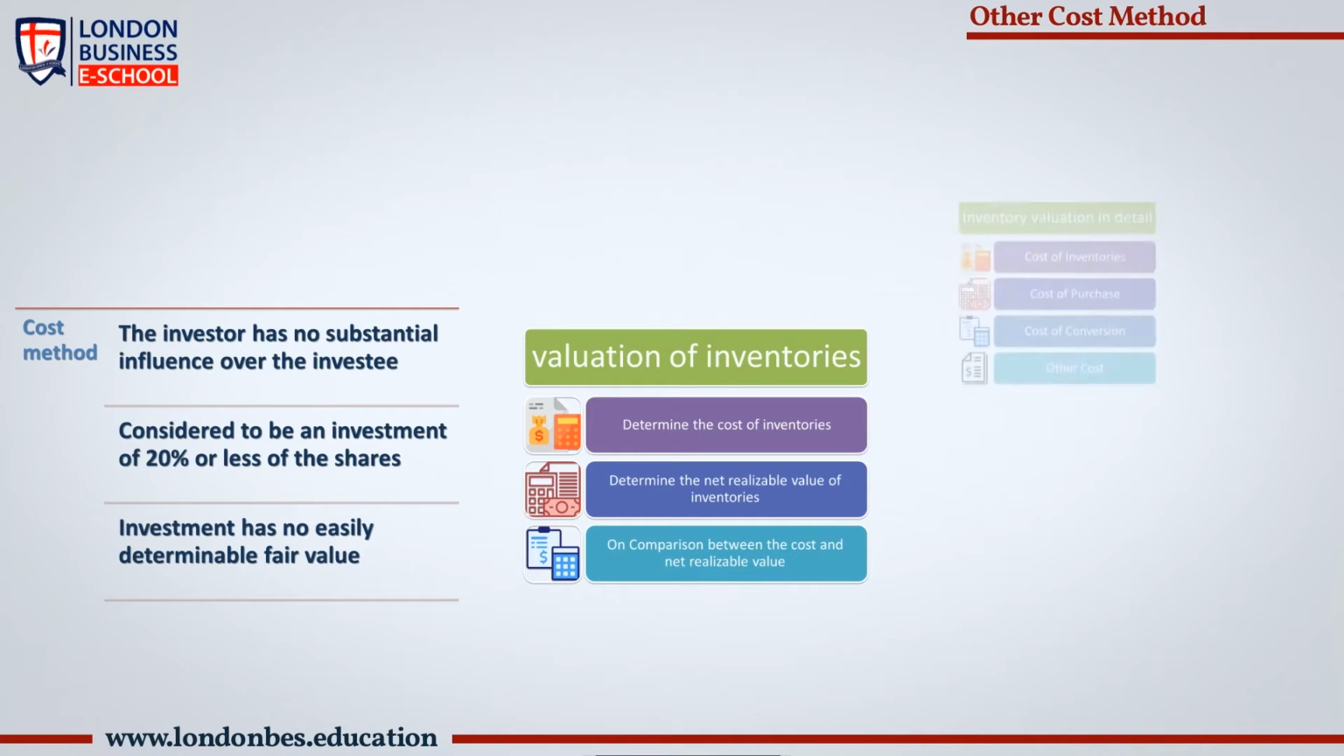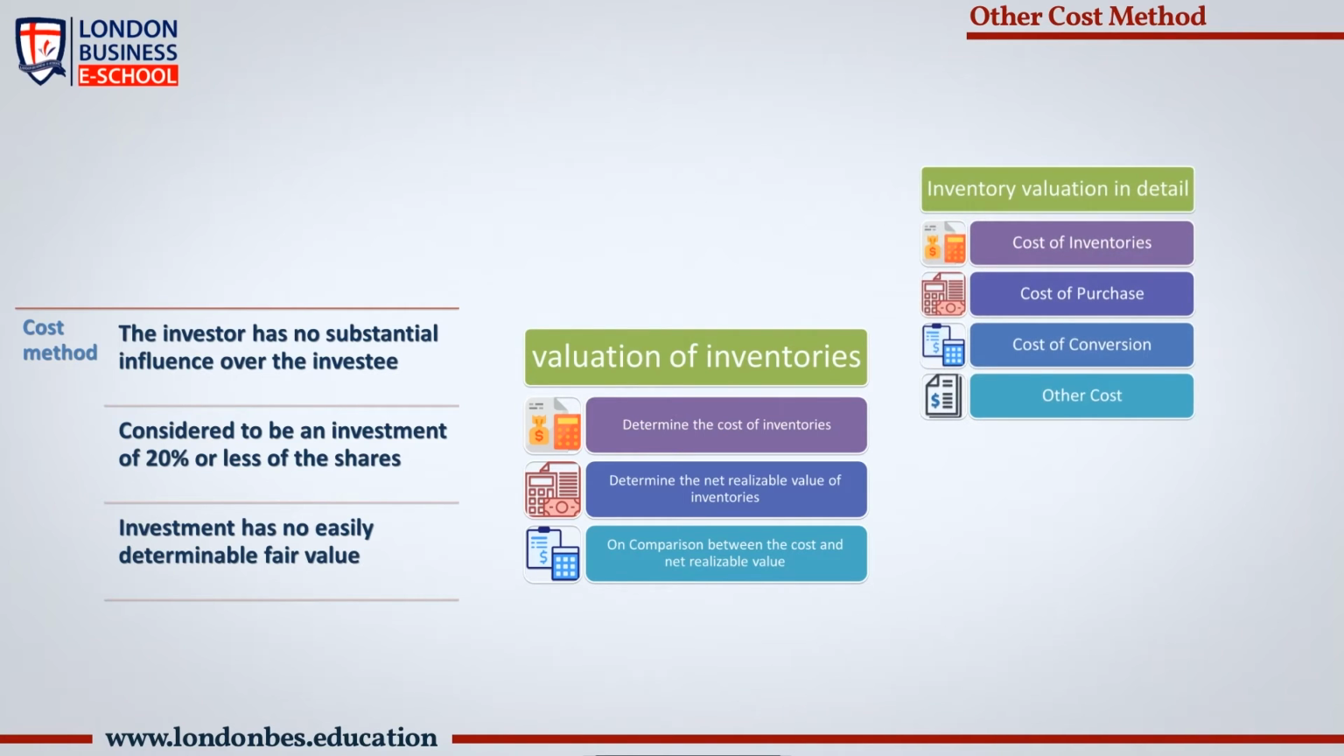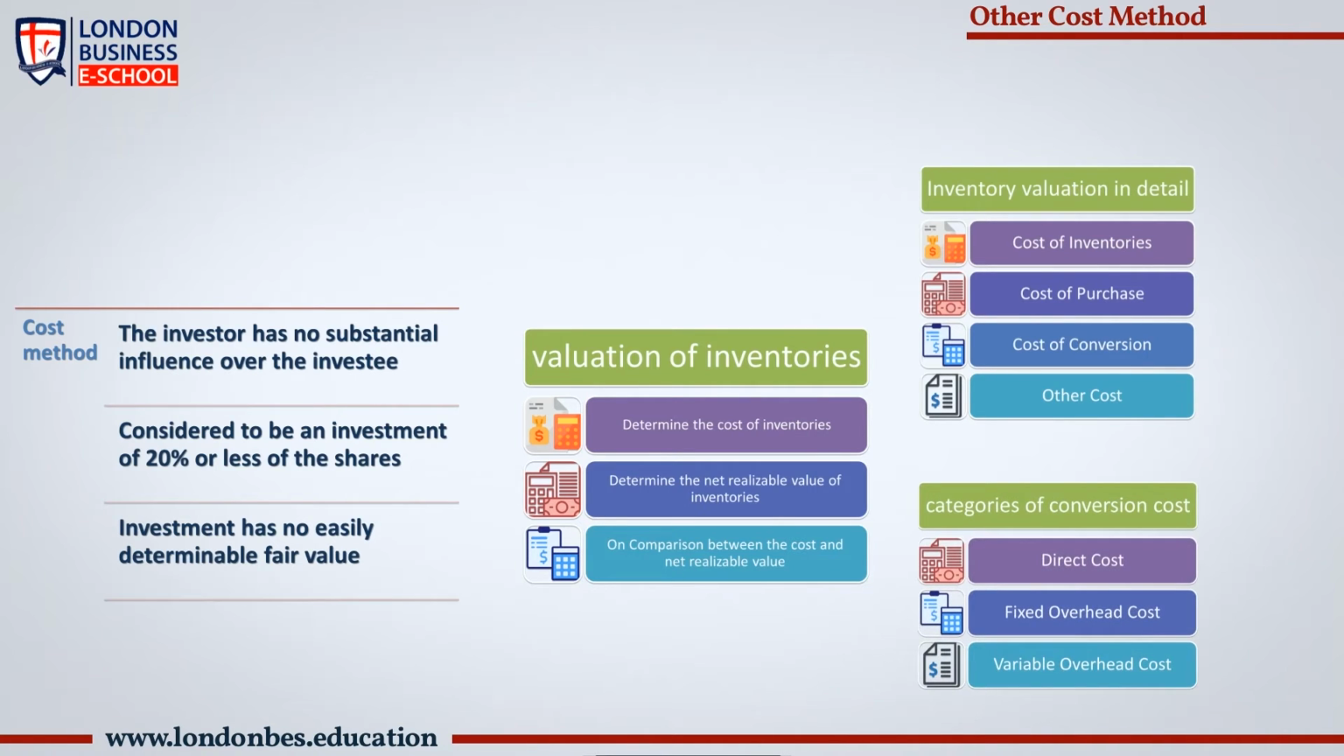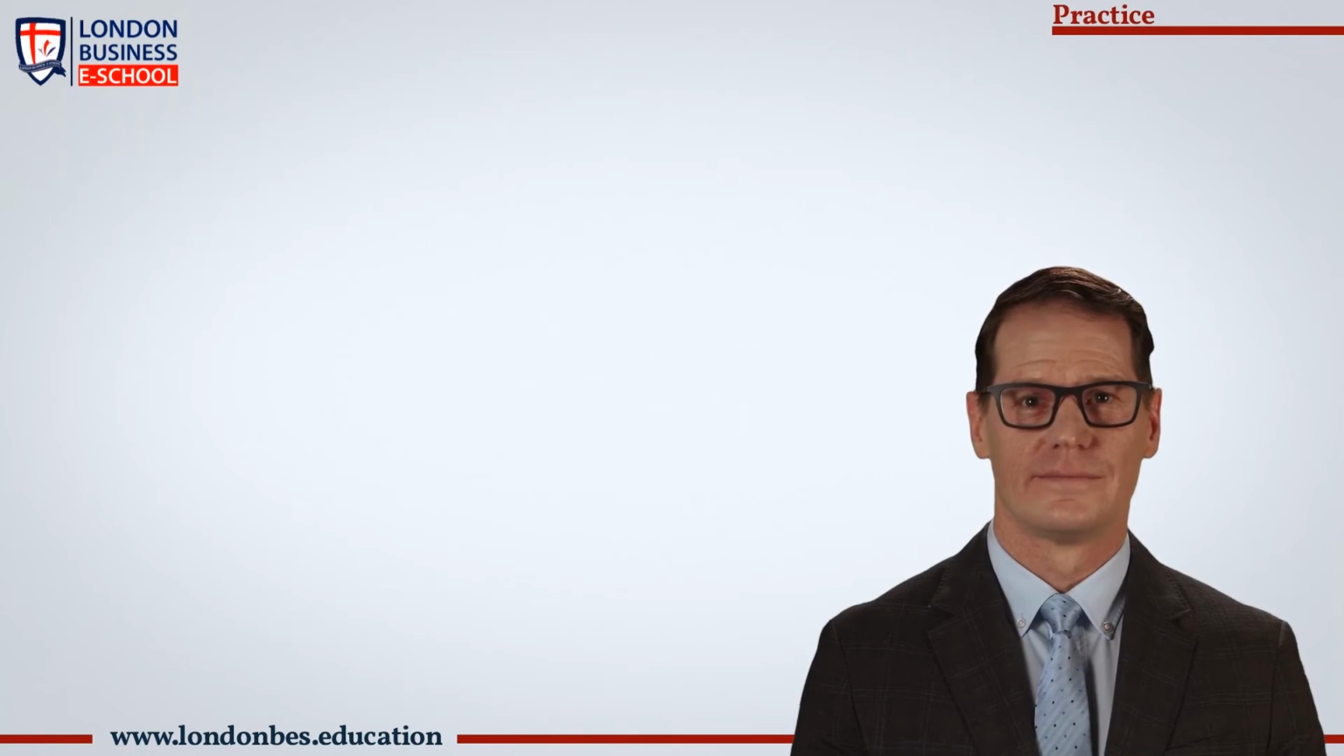Let's discuss the important items of inventory valuation in detail. A. Cost of inventories. B. Cost of purchase. C. Cost of conversion. D. Other cost. Following are the categories of conversion cost. 1. Direct cost. 2. Fixed overhead cost. 3. Variable overhead cost.